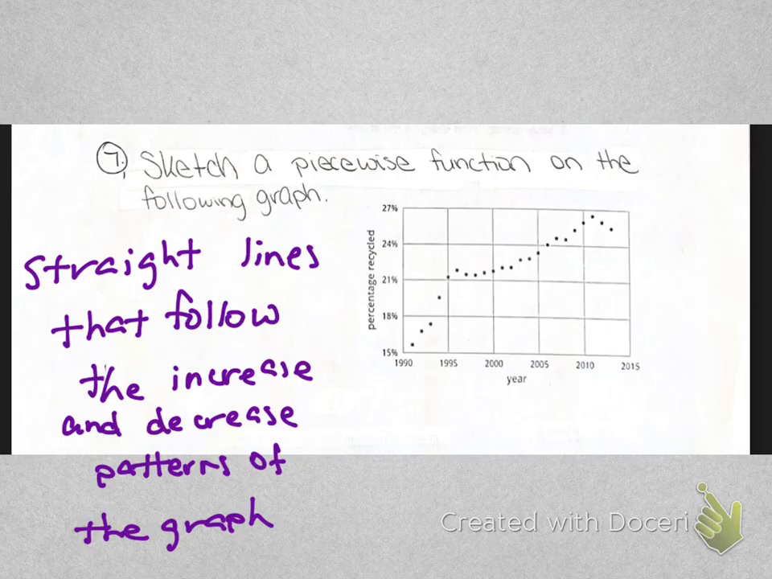Remember when you sketch these, your line does not have to touch every single point. It's just got to be close to them. So see, mine misses a couple points here. I stop when it changes directions. I follow that short decrease right here. Then we've got a large increase, so I'm going to draw a straight line that hits most of those points. And then I'm going to draw a straight line that follows that decrease. That's all you have to do on that problem. Follow the pattern of the graph. Make sure that your lines are straight.